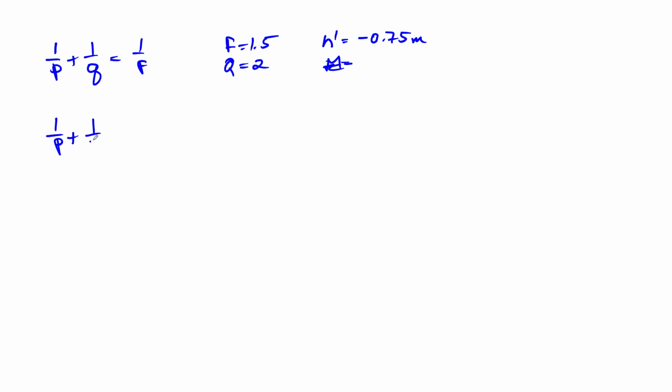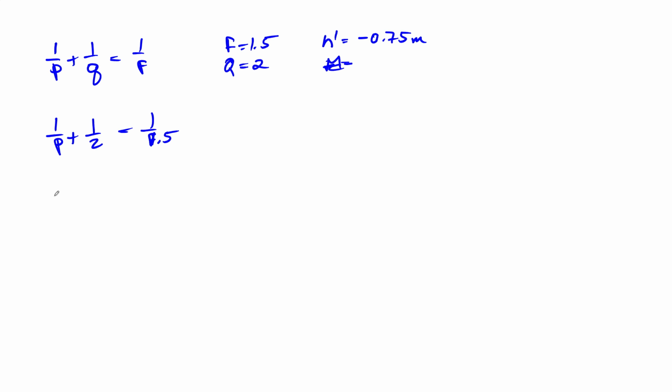1 over P plus 1 over Q equals 1 over F. Again, F is equal to 1.5, Q is equal to 2, and both are positive. P we don't know. H prime is going to be a negative 0.75, negative because it's inverted. And then we have magnification, which we don't know. That's what we're going to be looking for. So put the numbers in: 1 over P plus 1 over 2 equals 1 over 1.5.